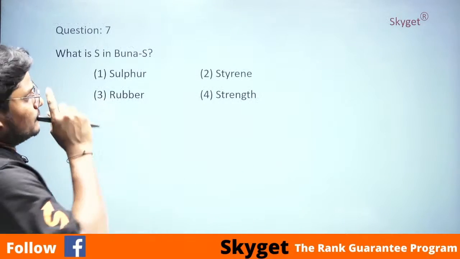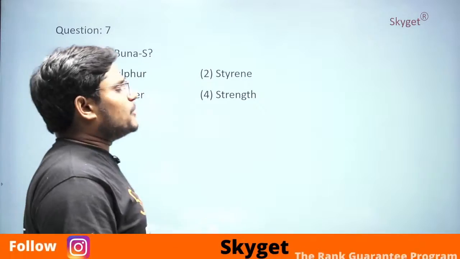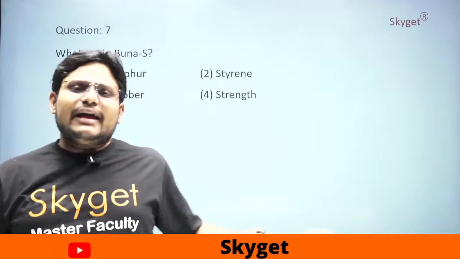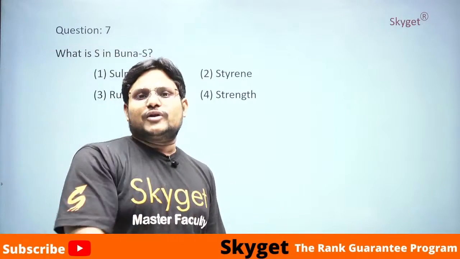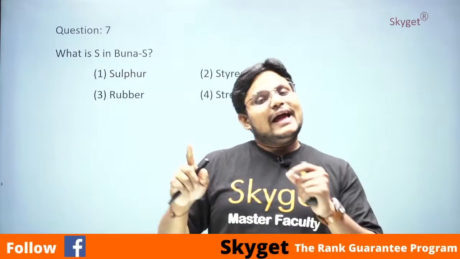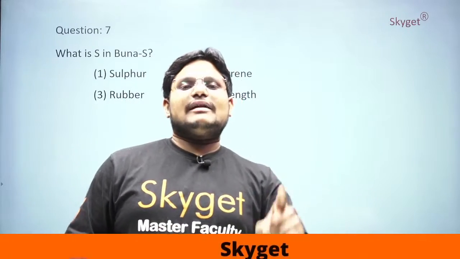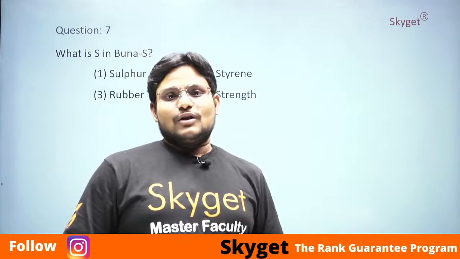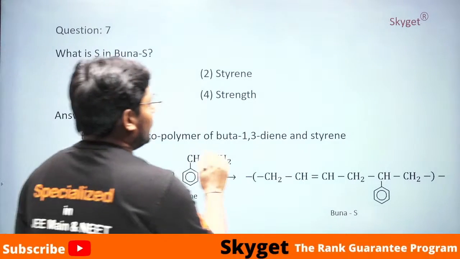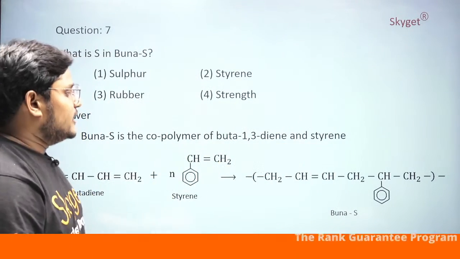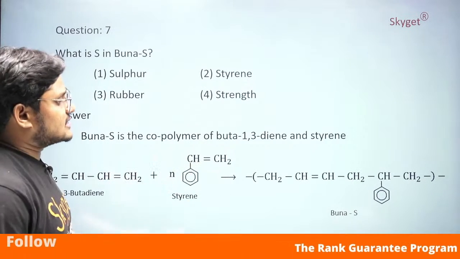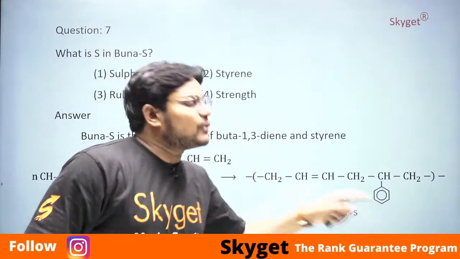Okay, next. What is S in Buna S? We already know it is a very level 1 question and very easy. If you know the answer, you can take it directly. Buna S is a combination of buta 1,3 diene and styrene. This is 1,3 butadiene, and this is styrene. With the combination, I am getting Buna S.